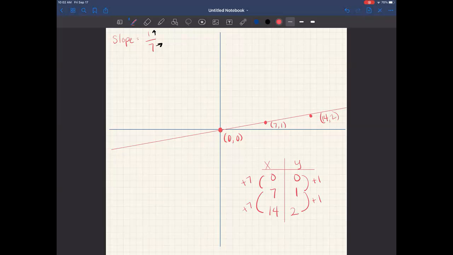So which one lies on the graph? D. D, 14, 2. And you can see that B is the opposite. B is saying if you went run over rise, but that's not it. The key is to remember rise over run, okay? Any questions on that? We're good.